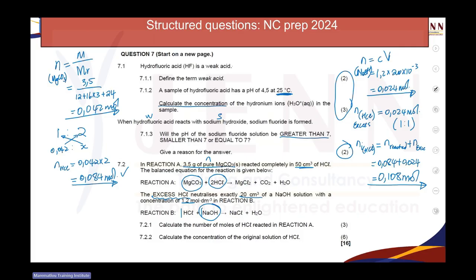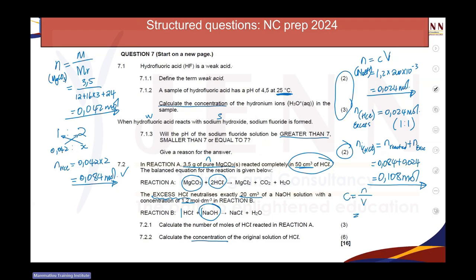They want concentration. They are asking us to calculate concentration. So we now know what we started with, and we know the volume that was used. The volume that was used was 50. So to calculate concentration, we say number of moles divided by volume.